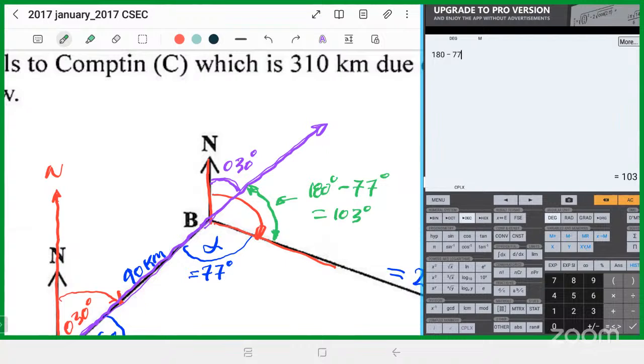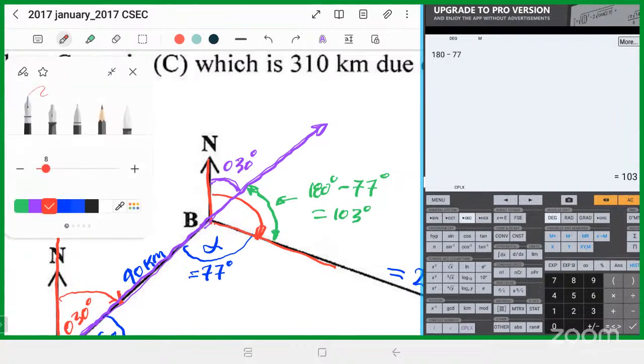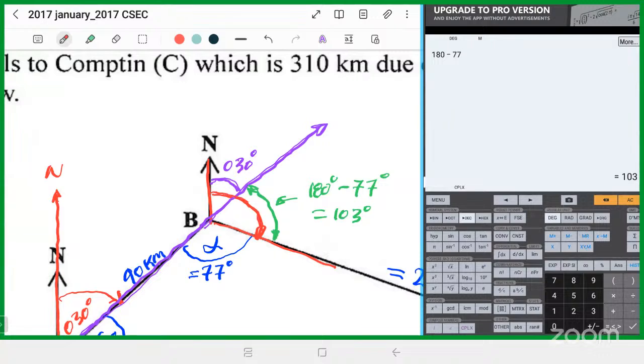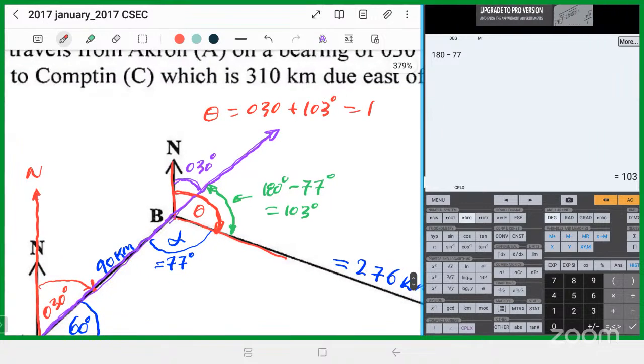But the bearing angle is this red angle. This red angle is the bearing angle that you want, theta. So theta becomes the 30-degree part plus the 103 part, which gives 133, just the same. So the theta on this diagram becomes 030 degrees plus 103 degrees, which is 133. That is it. So we have two ways we can look at it.